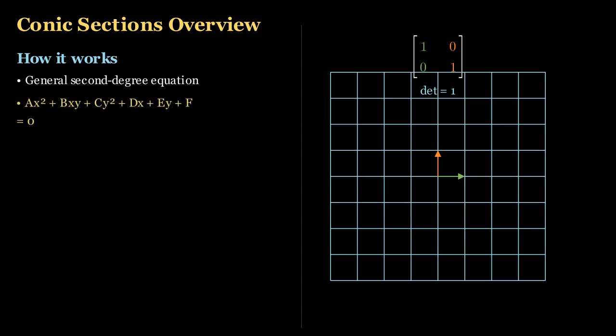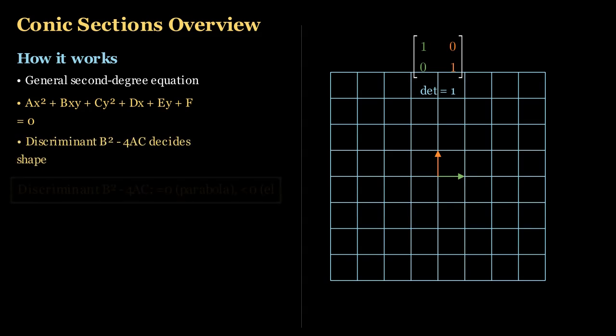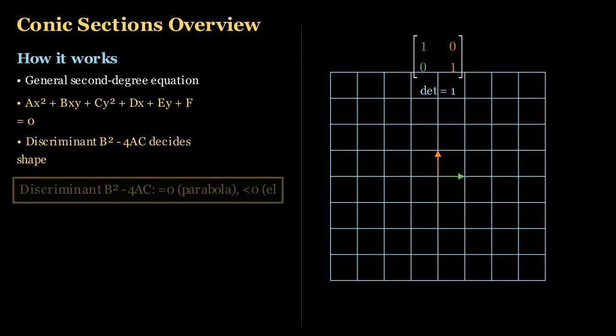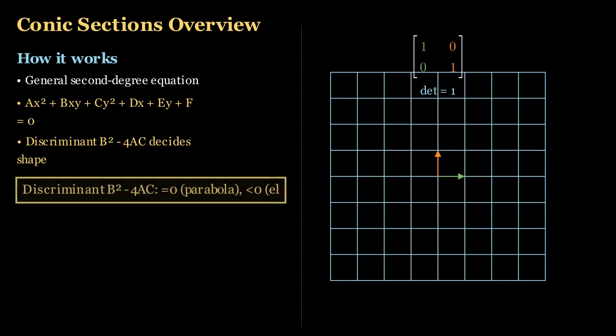If this discriminant is 0, the shape is a parabola. If it's less than 0, it's an ellipse, and a circle is a special ellipse where a equals c and b is 0. If the discriminant is greater than 0, it's a hyperbola. So, by just looking at the numbers a, b, and c, you can tell which conic you have without even drawing it. Let's put this to work with a real example.